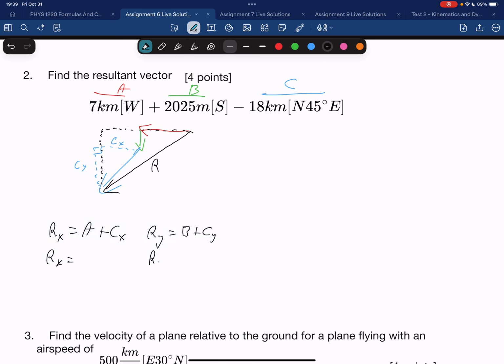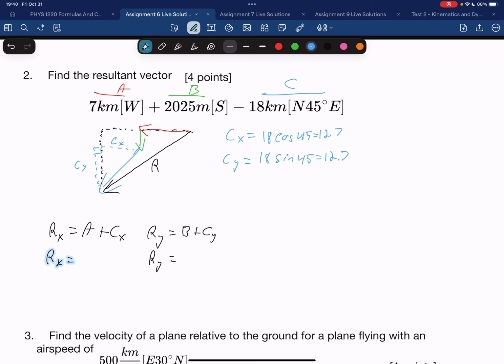So let's get calculating what Cx and Cy are. So Cx is going to be equal to 18 cos 45. And that's going to give us 12.7. Now, because this is a 45-degree angle, our calculation is actually going to be the exact same. So we're going to get 12.7 for both here.